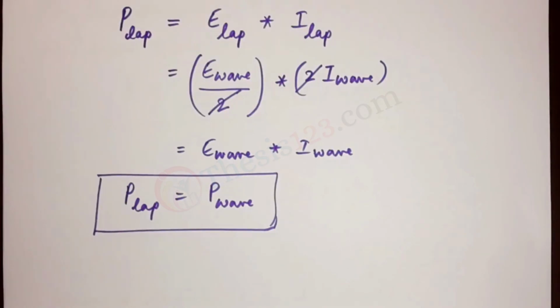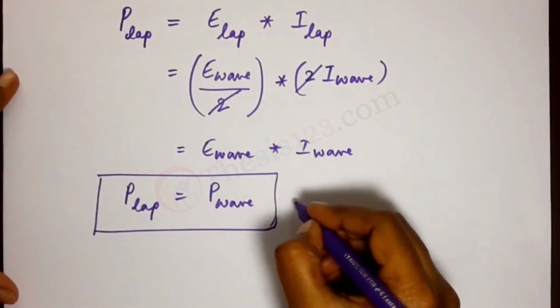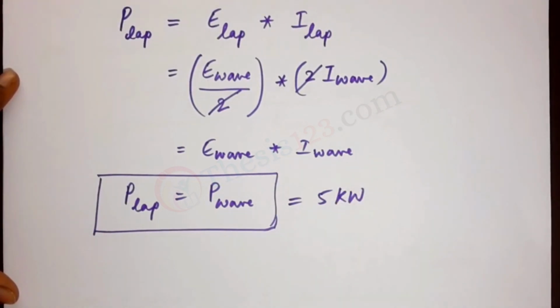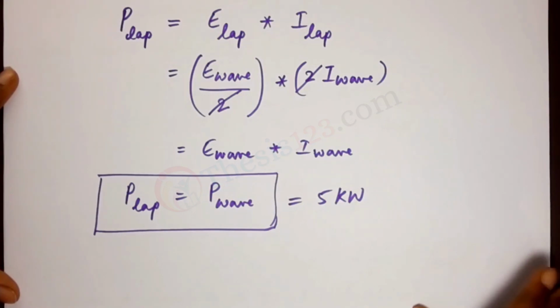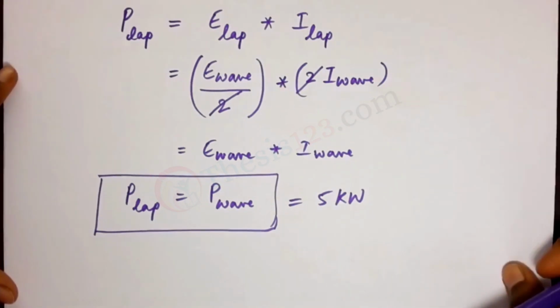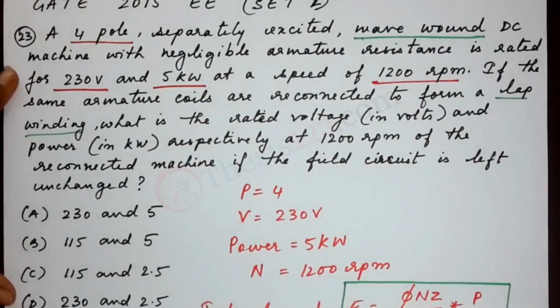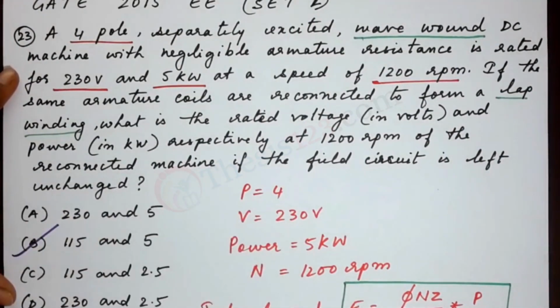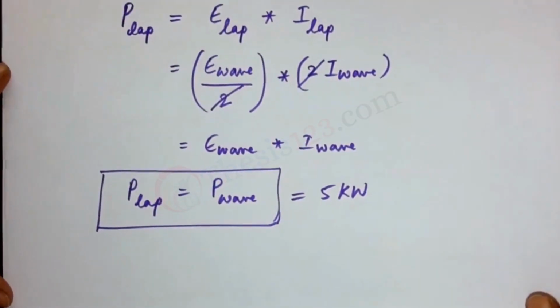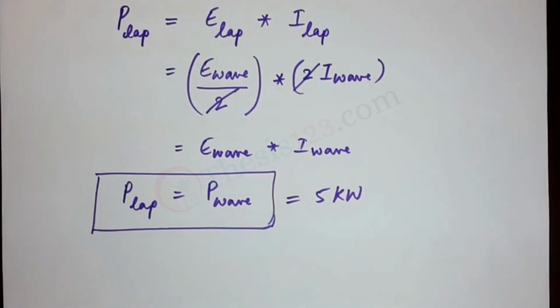That indicates that the power given to us in the question, 5 kilowatts, remains the same as 5 kilowatts. So here is our final answer. The induced EMF or the rated voltage is 115 volts and the power is 5 kilowatts. Now let's see which option it matches with. It matches with option B. So here is the entire solution and I hope it helps.